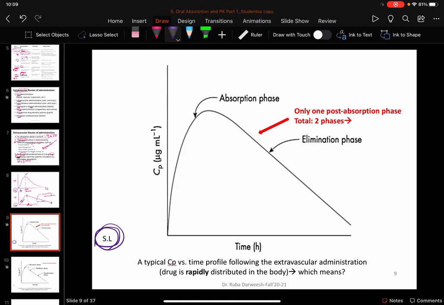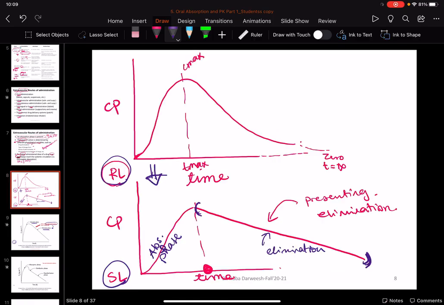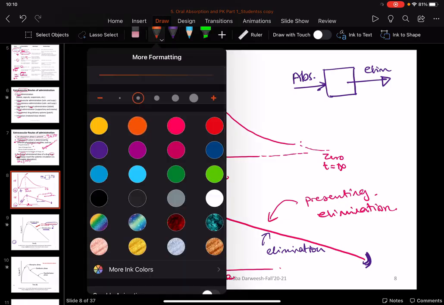We are talking about two phases total, but you have one post-absorption phase, which is related to elimination. Then this is an example of a one compartment model, which means it's similar to this. Okay, and you have elimination here and you have absorption here, but it's one compartment.